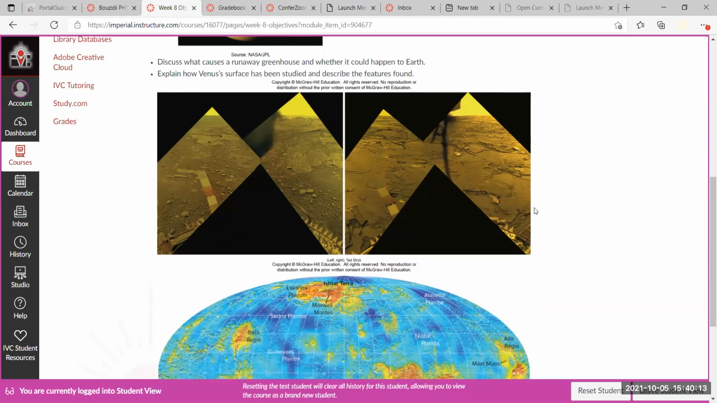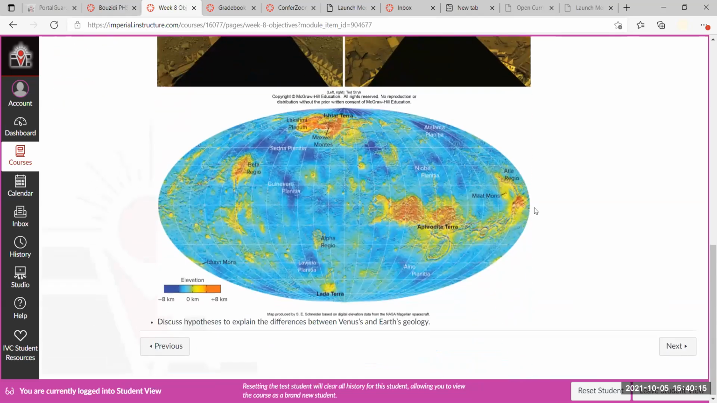One of the key differences between it and the Earth, first of all, in terms of the topology: it doesn't look too different. The colors here may suggest oceans, but there are no oceans on the planet. The colors are just for the lowlands and the highlands, which extend anywhere between a positive 8 kilometers for the highlands to a negative 8 kilometers for the lowlands. So this is basically how the planet looked.